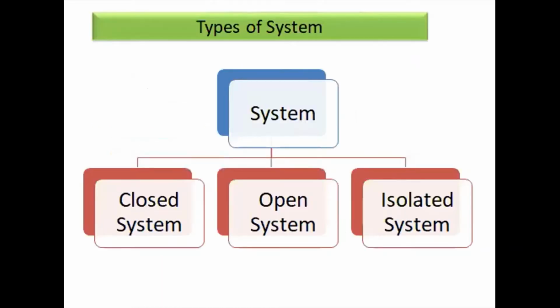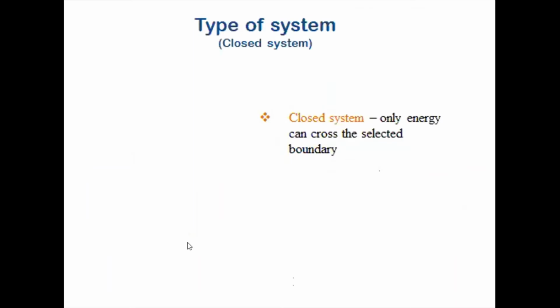Now let's talk about the types of system. There are basically three types of system. One is the closed system, the second one is the open system, and the third one is the isolated system. So now let's talk about the closed system. A closed system is a system in which energy transfer can take place, but mass transfer does not take place.